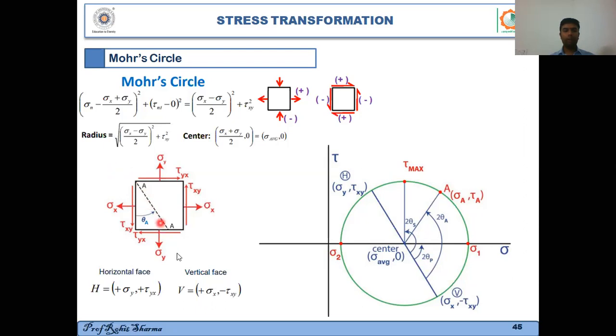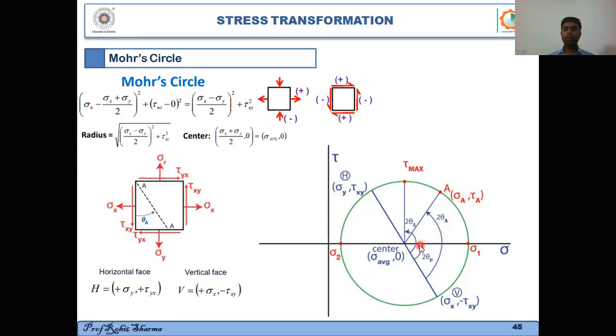Again, if you have to find the normal stress and the shear stress on this plane AA, then you have to rotate this vertical face in an anti-clockwise direction by angle theta A. On the Mohr circle, you will move by an angle of twice theta A, considering CV as your reference. So you'll reach this point, and at this point you can find the value of the normal stress and the shear stress. For example, it is sigma A and tau A.